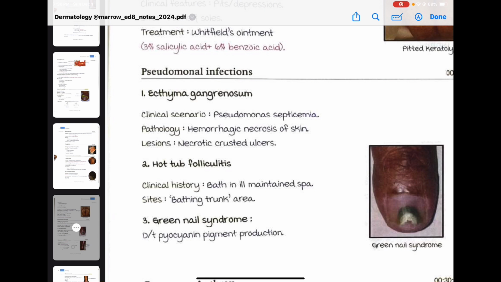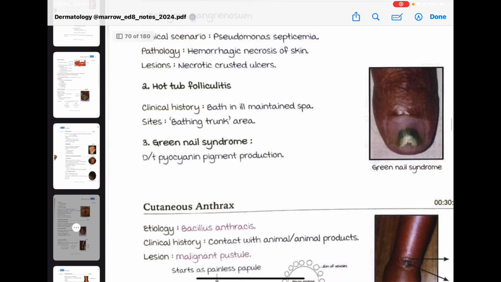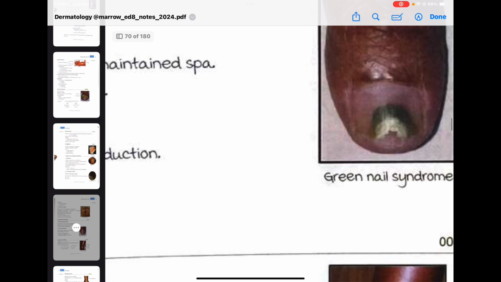Hot tub folliculitis. Clinical history: bath in ill-maintained spa. Sites: bathing trunk area. Green nail syndrome due to pyocyanin pigment production. This is a green nail syndrome.